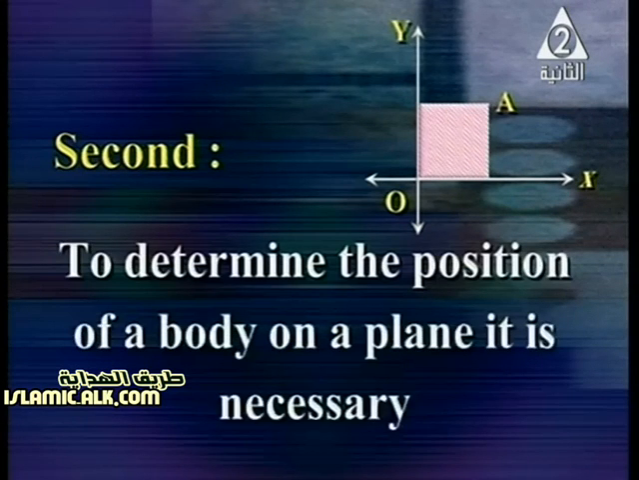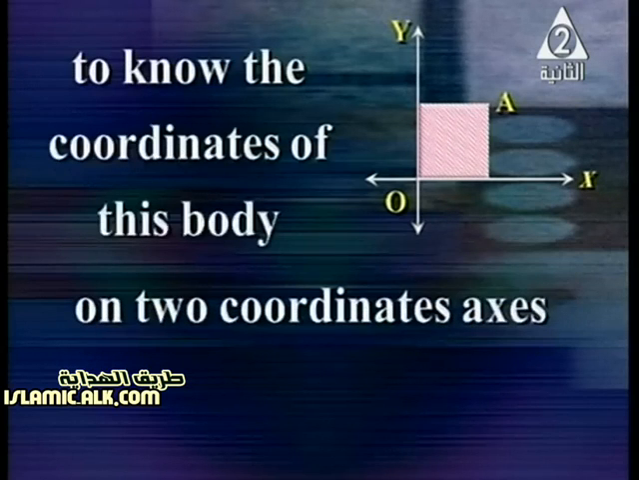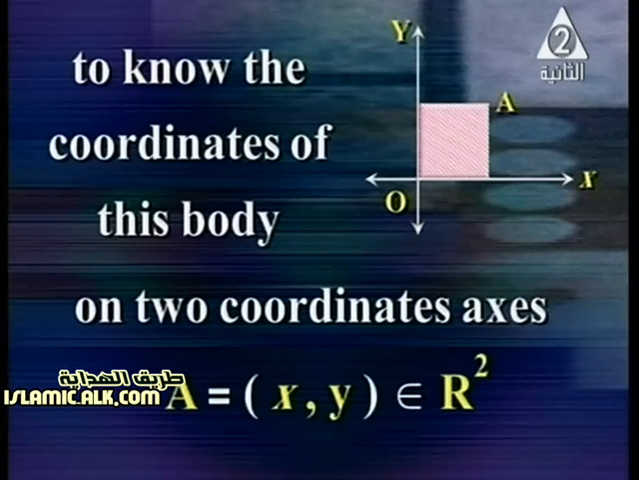Look at, dear student, the 2 dimensions plane OX and OY. To determine the position of a body A on a plane, it is necessary to know the coordinates of this body on the 2 coordinate axes. The position of point A is the ordered pair (x, y), which belongs to R square. What do you mean by R square? 2 dimensions: we have 2 axes, OX and OY.